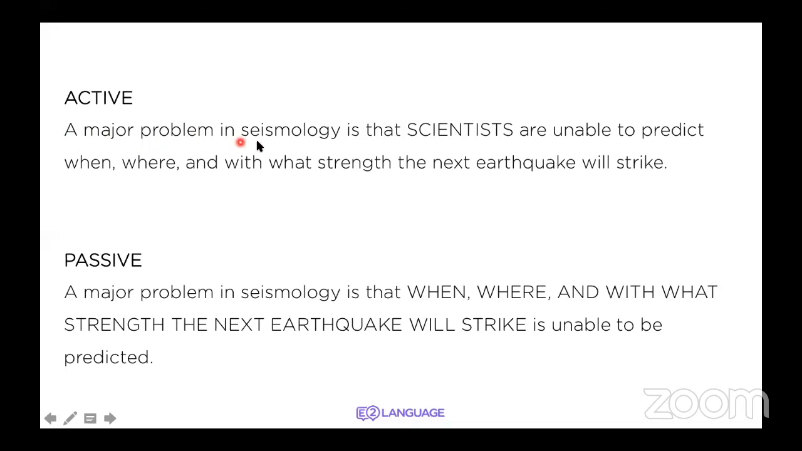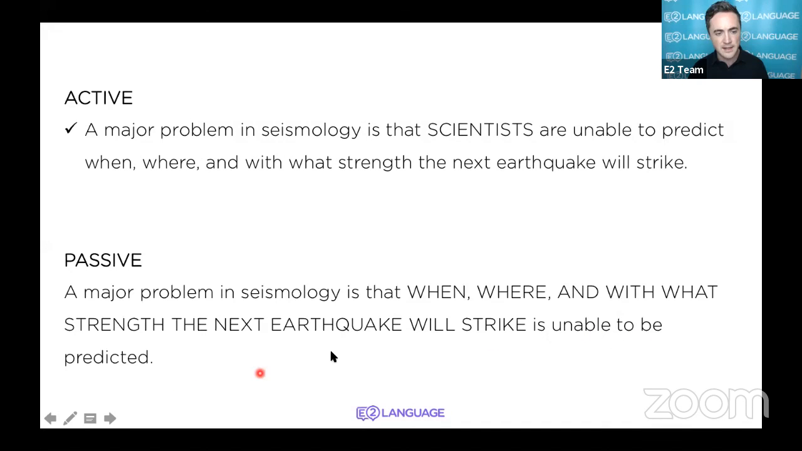Active: A major problem in seismology is that scientists are unable to predict when, where, and with what strength the next earthquake will strike. So scientists are unable to predict. Passive: A major problem in seismology is that when, where, and with what strength the next earthquake will strike is unable to be predicted. The active sentence is definitely better here. It's just clearer, okay? And the emphasis is that the scientists are unable to predict when, where, and with what strength. So the active sentence is better.